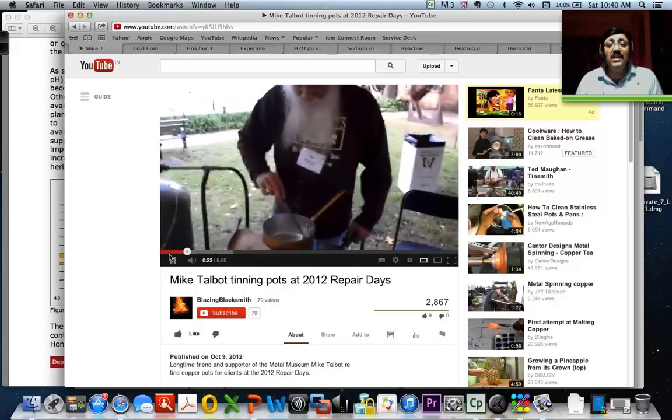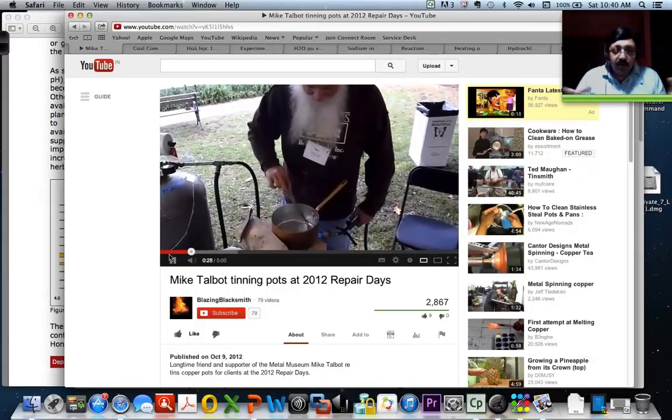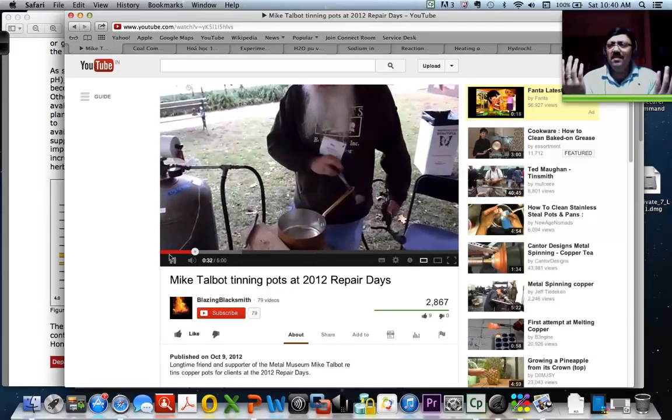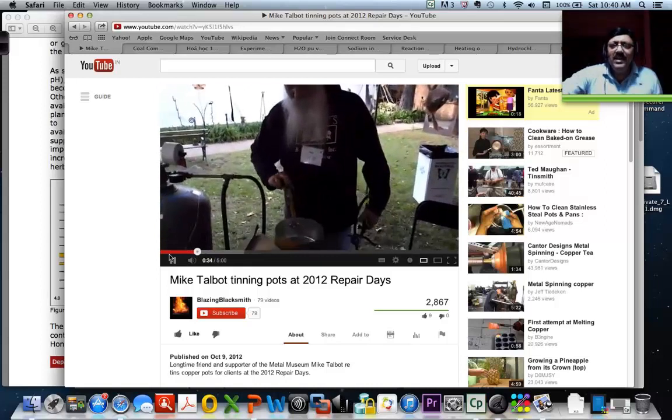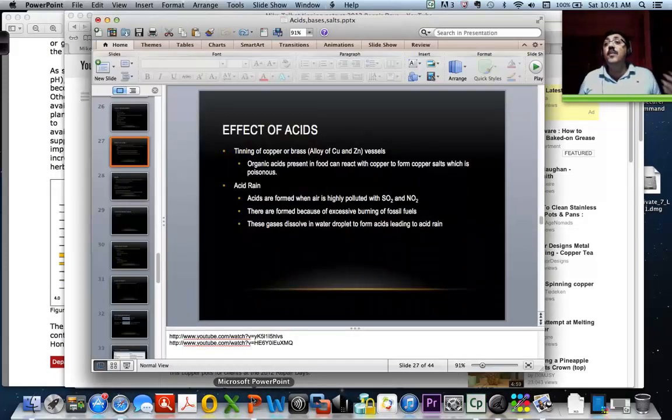So you can see tinning as a process, and he's applying the tin on the inside, not on the outside. Why? Because the outside doesn't matter, because the food material is inside the vessel. So what you need to avoid is the copper coming in contact with the contents inside the vessel. So that is tinning, right?